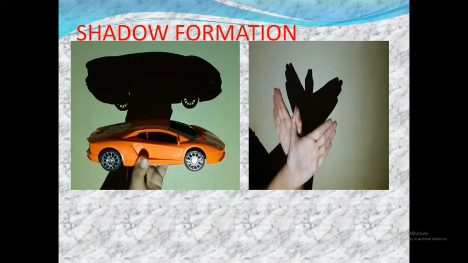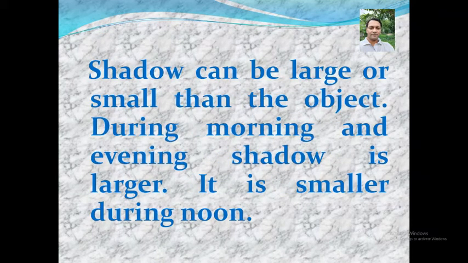In the second figure you can see that the fingers and the hand are forming the shape of a bird as a shadow, and this is because light is being interrupted, its pathway is interrupted by the fingers and hands, that is why this shape is appearing. So shadow is formed by interrupting the straight pathway of light. Now shadow can be large as well as small as compared to the object.